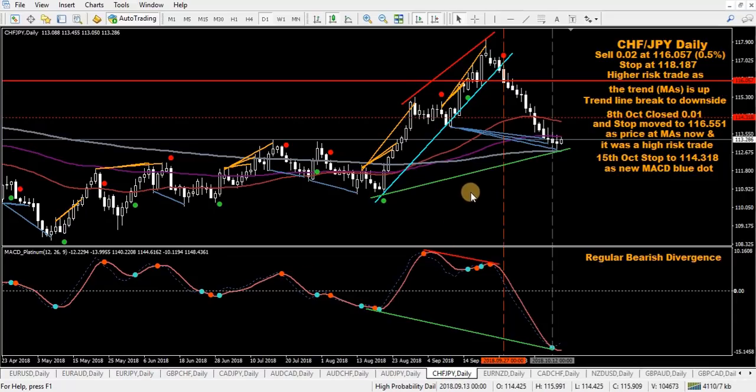Swiss Japanese yen in a sell back here. It's going nicely. Come down, stalled around the 240 LMA. Got a stop in place now. So that was moved yesterday. Blue dot on the MACD platinum. Very familiar theme. So that means take action. Now looking for buys, hence that grey line.